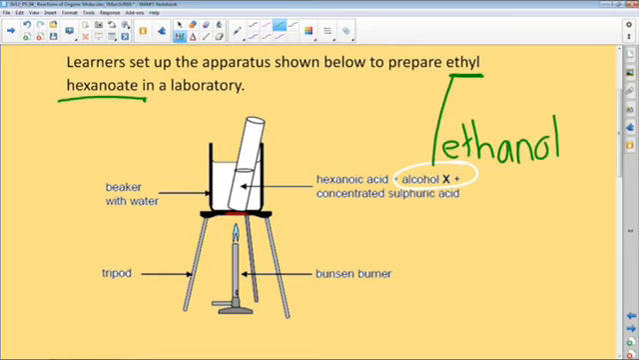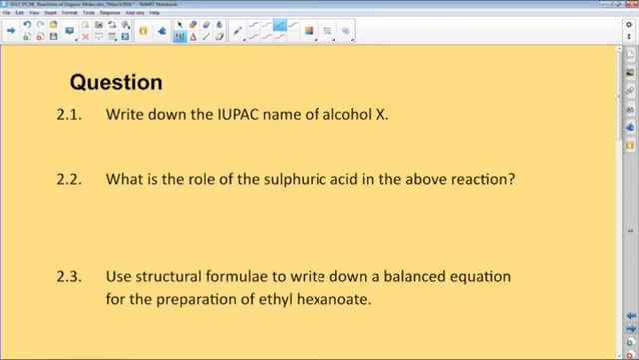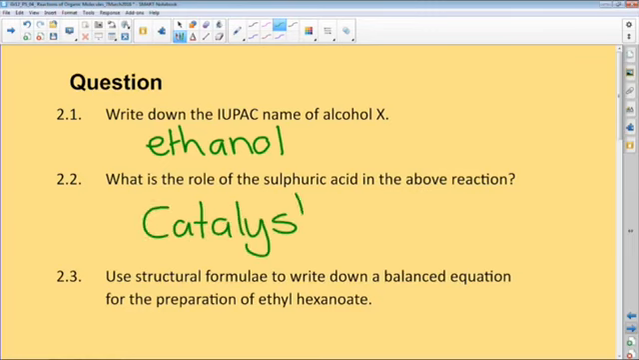Don't even have to think about it, okay? First question, write down the IUPAC name of alcohol X. Oh, look at that, we've done it. So it's ethanol. Brilliant. What is the role of the sulfuric acid in the above reaction? Well, I told you earlier, it is a catalyst. Brilliant, so we're all nicely done.